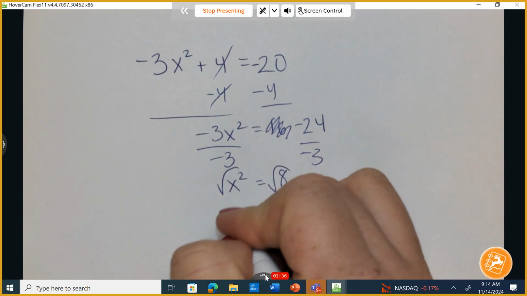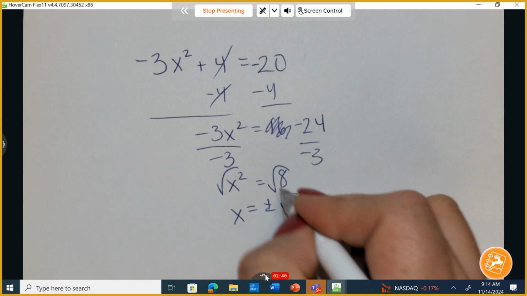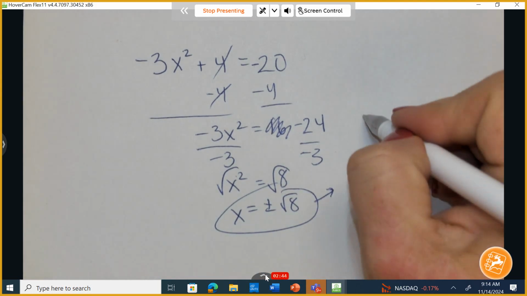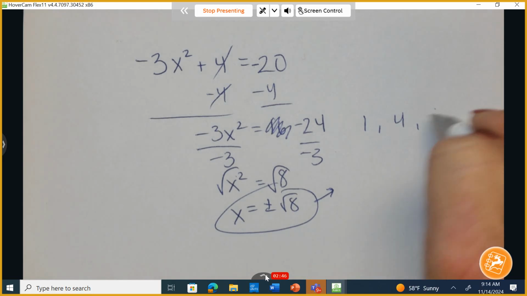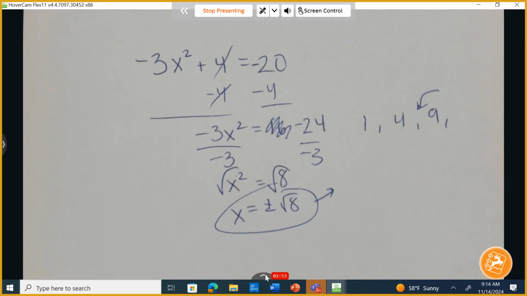And again, we're just working on that skill of how do we break this down. I'm going to have two answers. I cannot leave it as the square root of 8. That's not in simplified form. So I'm asking myself, what perfect square divides into this? So 1 times 1, 2 times 2, 3 times 3, and so on. 8 lands between 4 and 9.